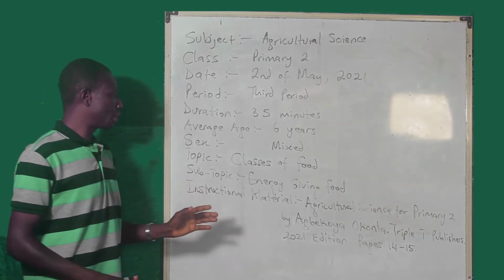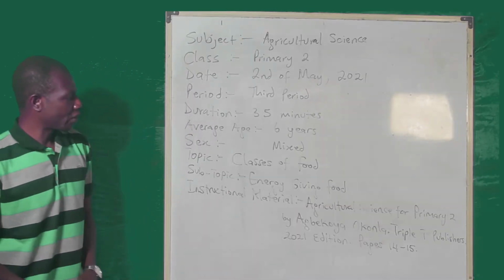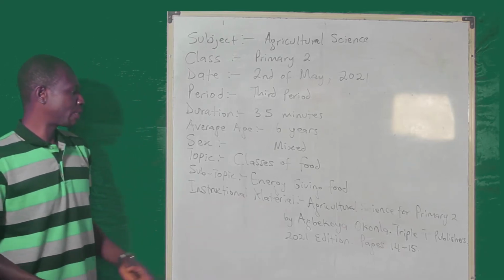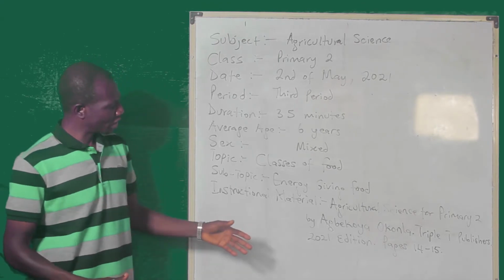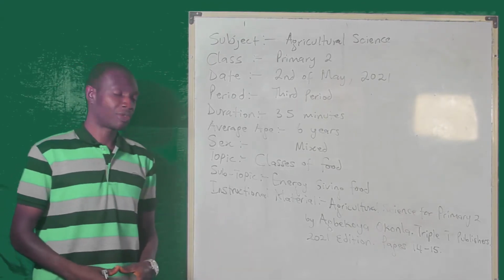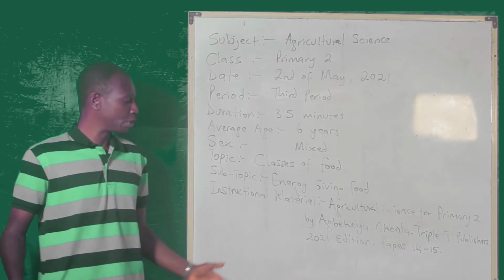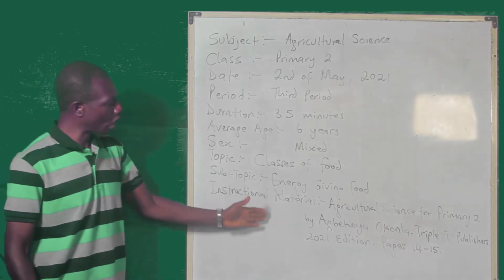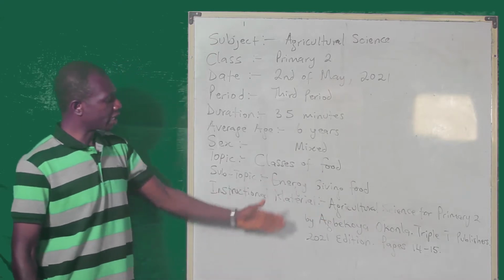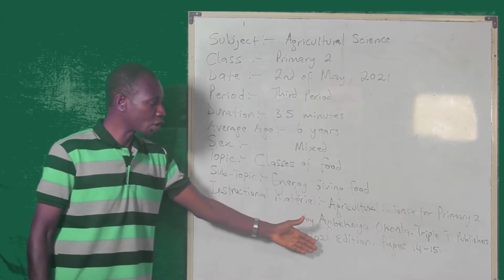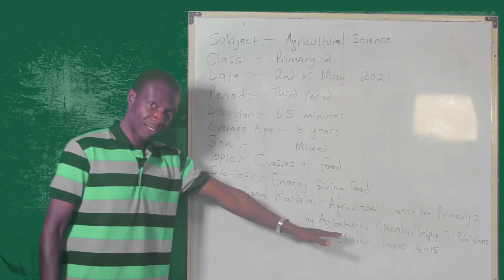Under classes of food, we shall be discussing energy-giving food. Instructional material, agricultural science for primary 2 by Agbekoya, Okonla, Triple T Publishers, 2021 edition, pages 14 to 15. If you are using up to 3, 4, 5, 6 books, that is how you are going to write them, one after the other. Make sure you write the title of the book, the author of the book, the publisher of the book, the edition, and the pages.